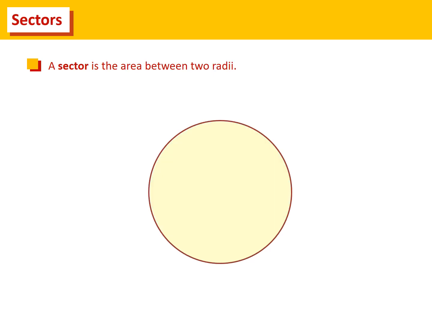As it says there, a sector is the area between two radii, radii being the plural of radius. So from the centre of the circle to the ends of the chord forms a slice of a circle, and that's called a sector.